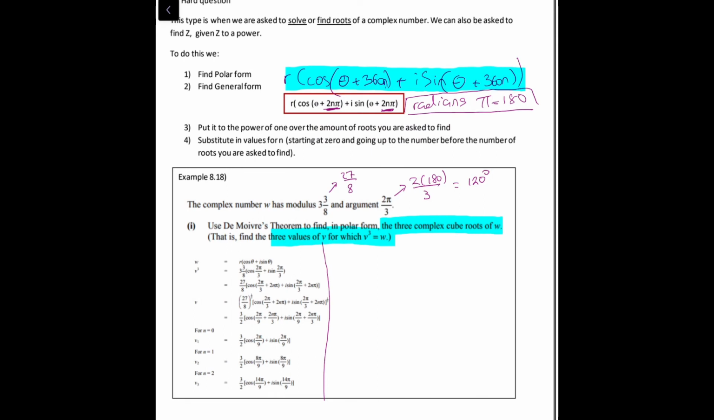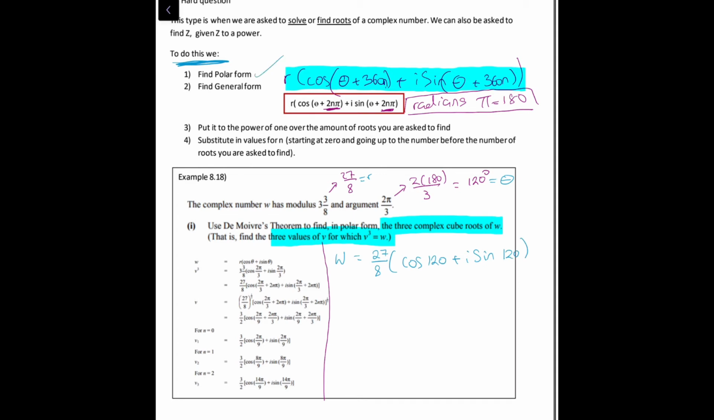So to start this, the first thing we're going to do is find polar form. I'm using these bits up here to find polar form. So for polar form, all I need is my modulus and my argument. This is equal to my r value, and this is equal to my theta value. They've given me that. I don't need to use the button in the calculator. So I'm going to say w is equal to r cos theta plus i sine theta, that's r, cos 120 plus i sine 120. There's my first step done.